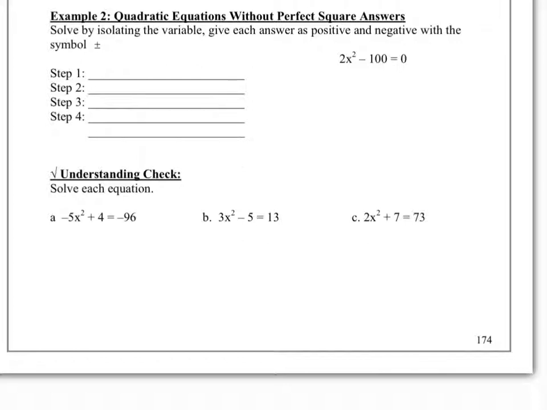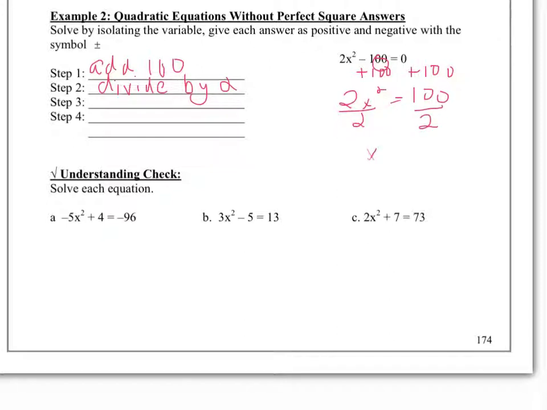So for number 1 here, I'm going to add 100 to both sides, because I want to get x squared alone. So I have 2x squared is equal to, this cancels out, 100. Then still solving for x squared, divide by 2 on both sides, and I have x squared is equal to 50. Now I want to take the square root of both sides.